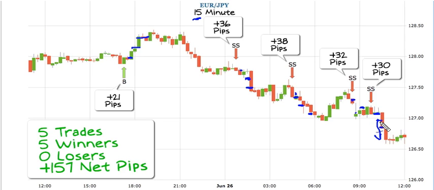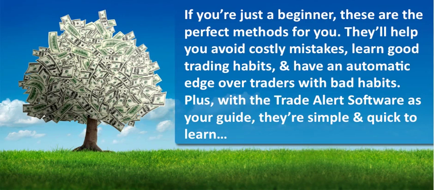So I hope this gives you a very good feel of what it's actually like to trade with the Forex Income Engine 3.0 Trade Alert software in all of these different time frames, regardless of whether it's a 10-minute chart all the way up to a 60-minute chart. So if you're just a beginner, these are the perfect methods for you. They'll help you avoid costly mistakes, learn good trading habits, and have an automatic edge over traders with bad habits. Plus, they're simple and quick to learn.